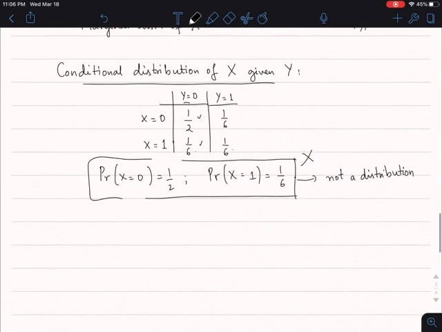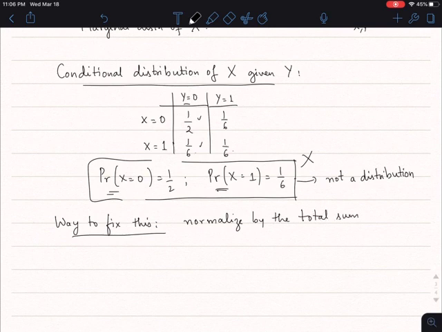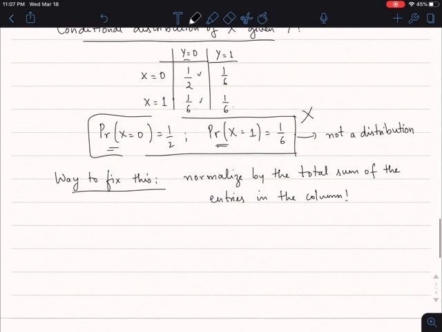Because a distribution is one where the probability values must add up to 1. So what do you do? You simply normalize. The way to fix this is to normalize by the total, the total sum of the entries in the column. And that's it.